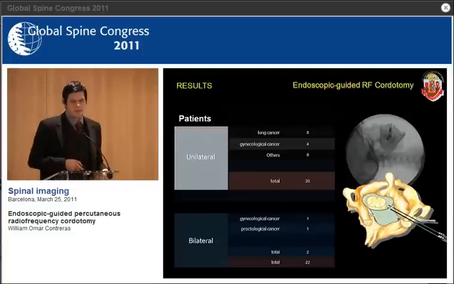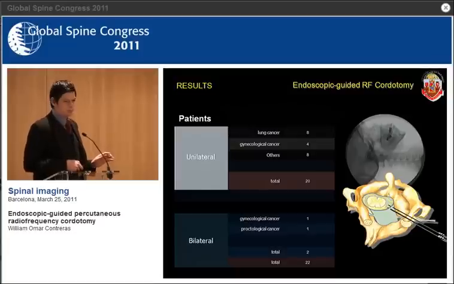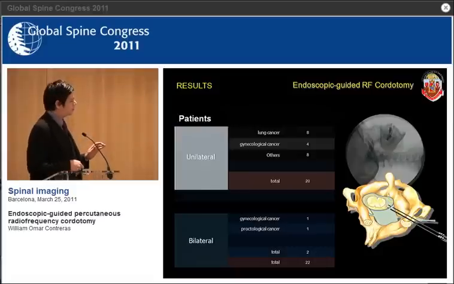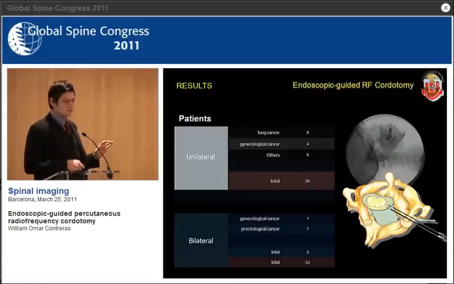So we have performed this study in 20 patients with malignant cancer who did not respond to other options, like even opioid infusion pumps. This study was performed at Hospital das Clínicas in Sao Paulo, where there is a long experience, more than 1,000 cordotomies performed with the other fluoroscopy technique.